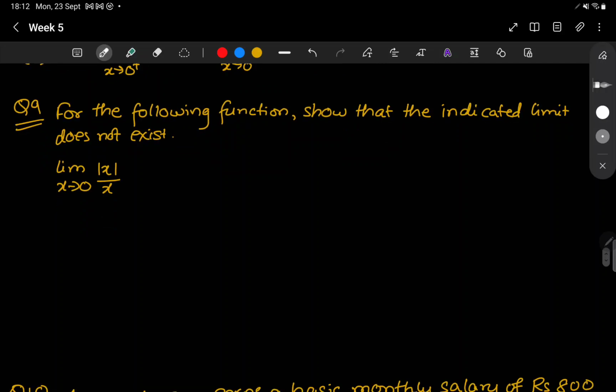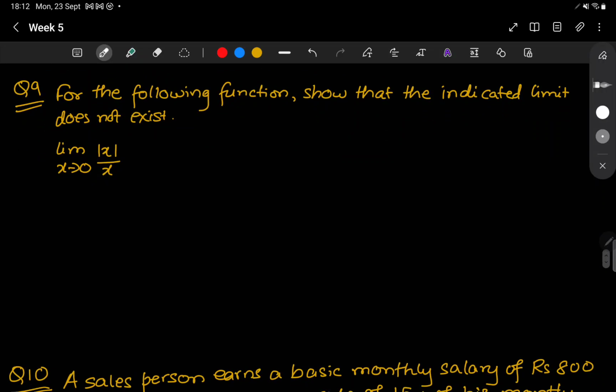Now question number 9, the penultimate question. For the following function, show that the indicated limit does not exist: the limit as x tends to 0 of mod x over x. This is a subjective question, so there will be no poll for it. Instead, you have to try it on pen and paper yourself, and then we will discuss it over here.